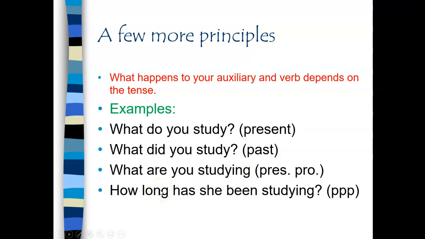Or, how long has she been studying? It's present perfect progressive. I don't care if you know the names of the verb tenses, really. But in this case, of course, my auxiliary is the verb to have. That agrees with she, so I have to say has she, and then the rest of my verb structure.